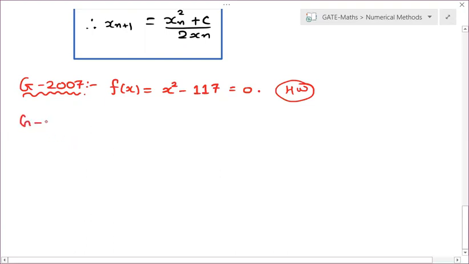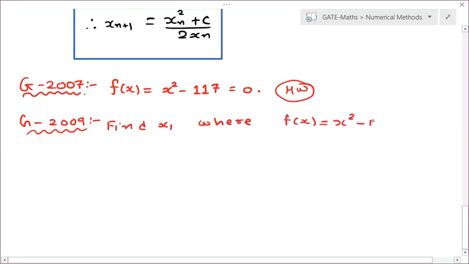Now next type of question, GATE 2009, find x1 where f of x is equal to x square minus 13 equal to 0 with x naught equal to 3.5. Now see over here.